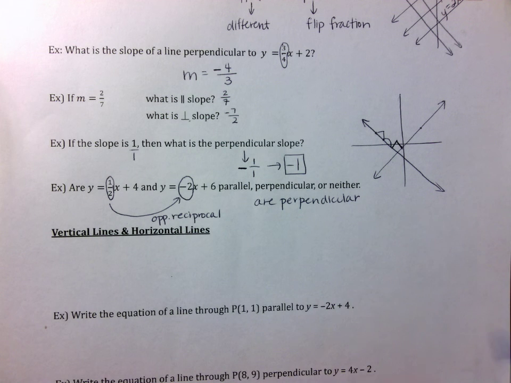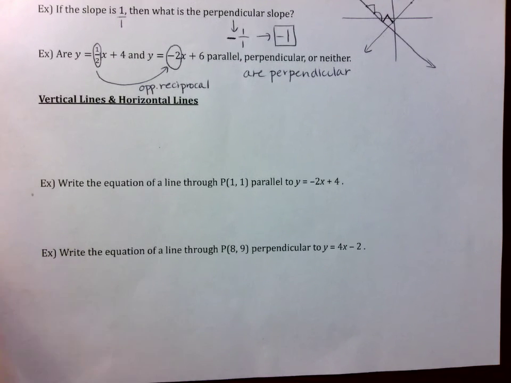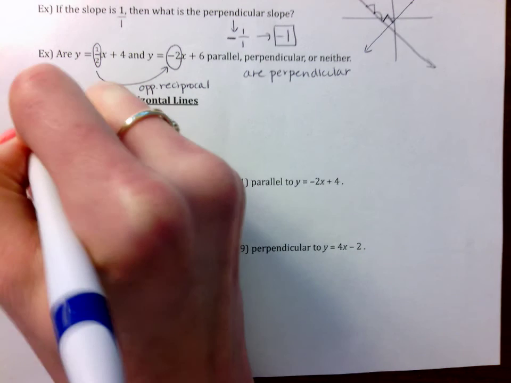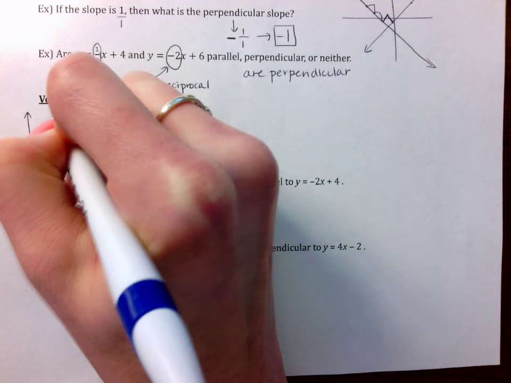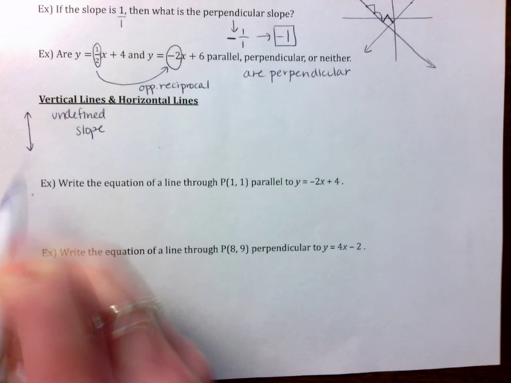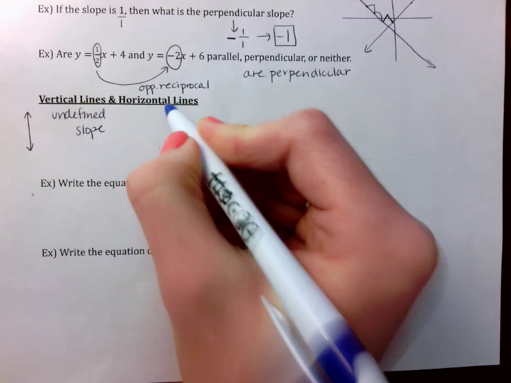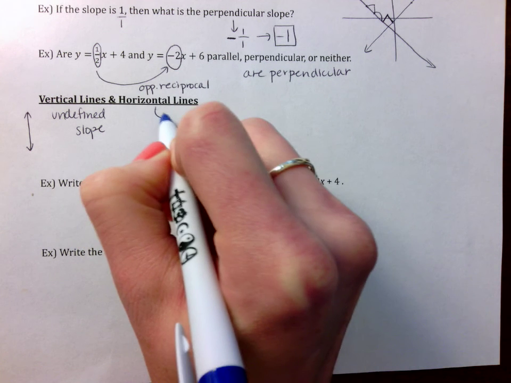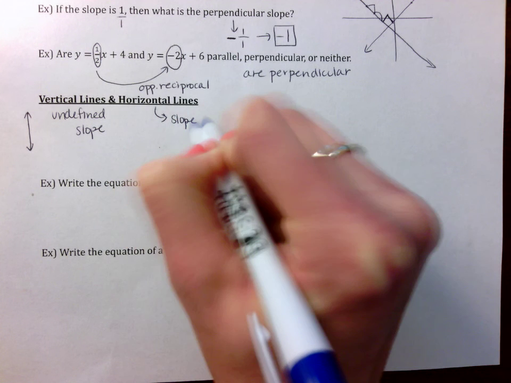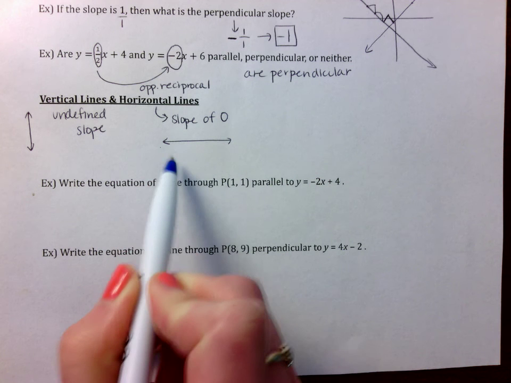Okay. So that's the basic things you need to know about parallel and perpendicular lines. The exception to this is when we talk about vertical lines and horizontal lines. If you remember, vertical lines are going straight up. They have what we call an undefined slope, because remember, the little man cannot climb. He would have to rock climb or something up the cliff. And then horizontal lines have a slope of 0, and they're just flat. And these are actually perpendicular to each other.